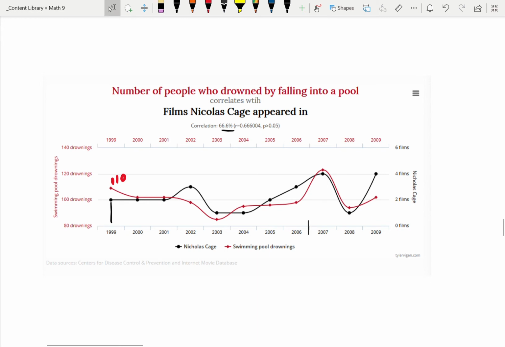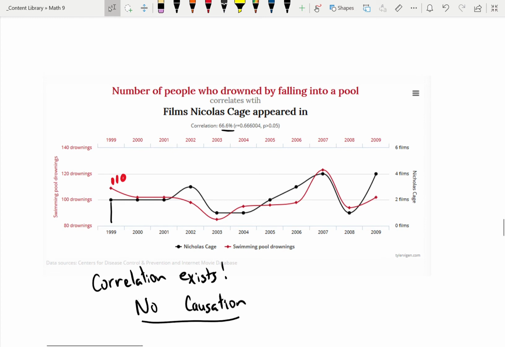Weird. But here's the thing. They're not caused by one another. So there is a correlation, but there is no causation. Nicolas Cage had no reason, there was no connection between these two events. It was just a random coincidence that happened to line up. The thing is that these coincidences appear everywhere.